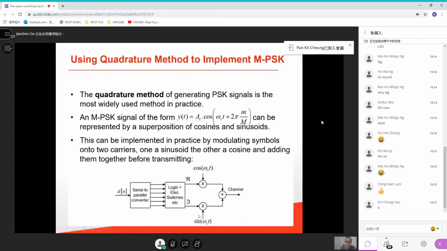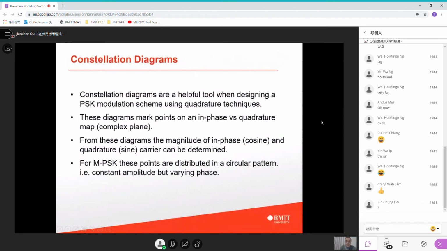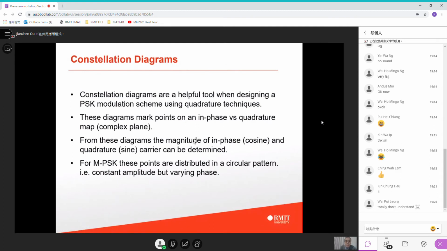I will not spend too much time here. Getting the cosine omega_c t and sine omega_c t adding together become a channel. You can see later, in the last question in the tutorial, something like that is going to be used. For the quadrature method, we use the constellation diagram to give a very visual illustration.